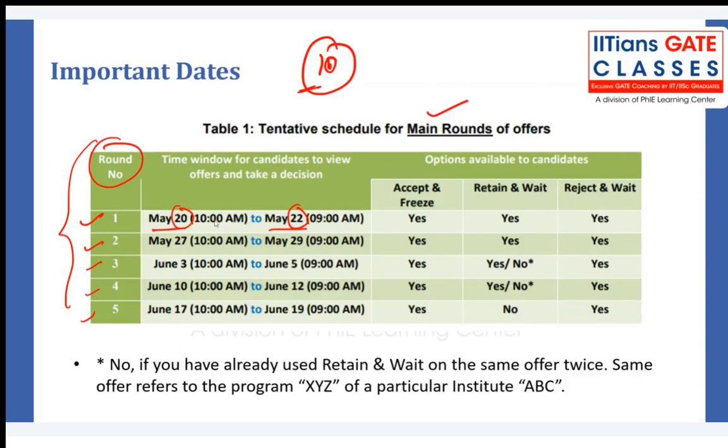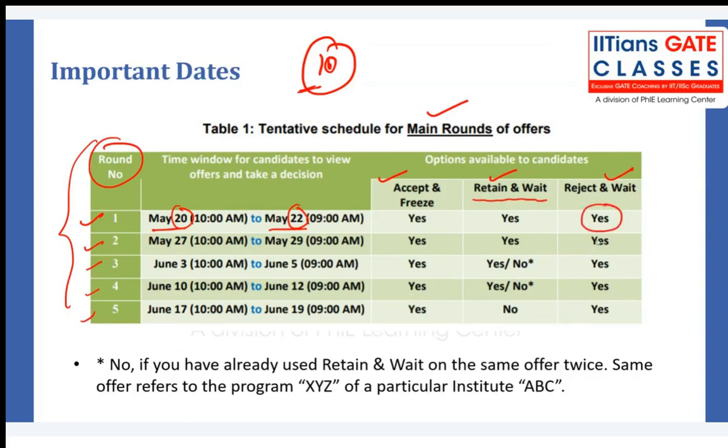So in the first round, you will be having three options here. The first is accept and freeze. The second one is retain and wait, and reject and wait. Suppose you have filled some choices over there, and you want to get into IISc Bangalore at a certain specialization, but you haven't got that in the first round. So whatever you have got, you can retain and wait, don't reject. If you reject anything, then you will not get that specialization again.